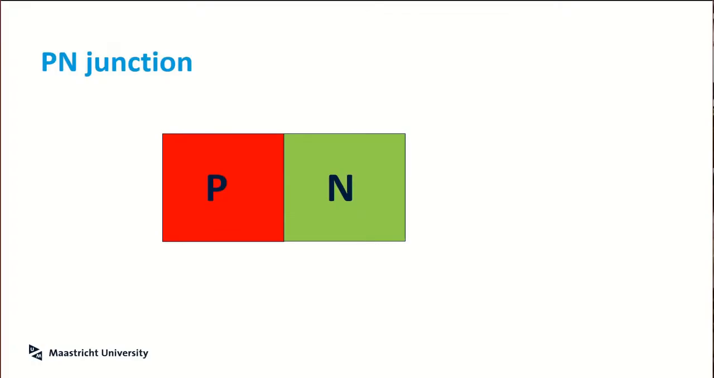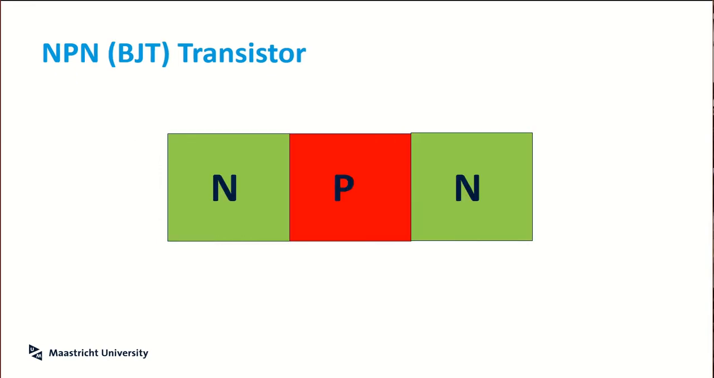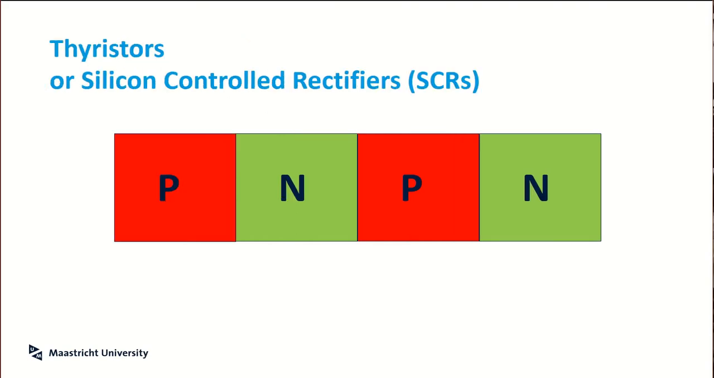So we've discussed PN junctions, and then we've built on this idea to talk about bipolar junction transistors. There are two types of BJTs: PNPs and NPNs, and we went into that in a lot more detail. Now, as if that wasn't exciting enough, you can go on and build another layer on a device, and this device is known as a thyristor or a silicon-controlled rectifier.